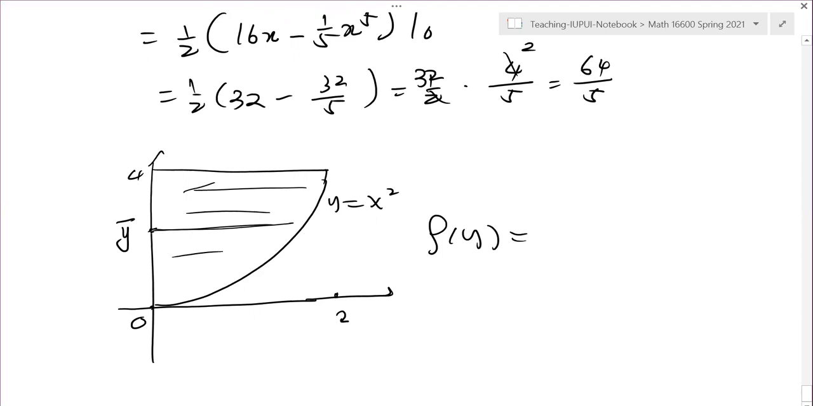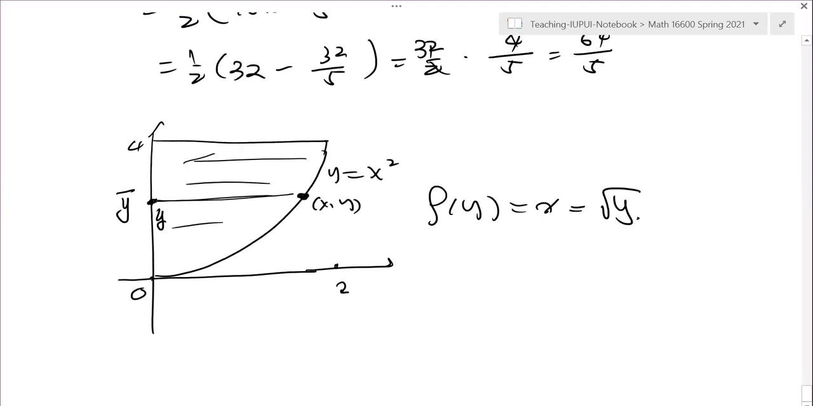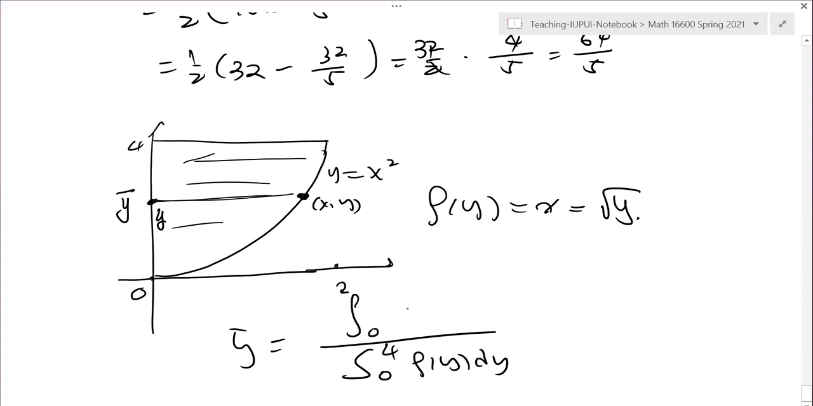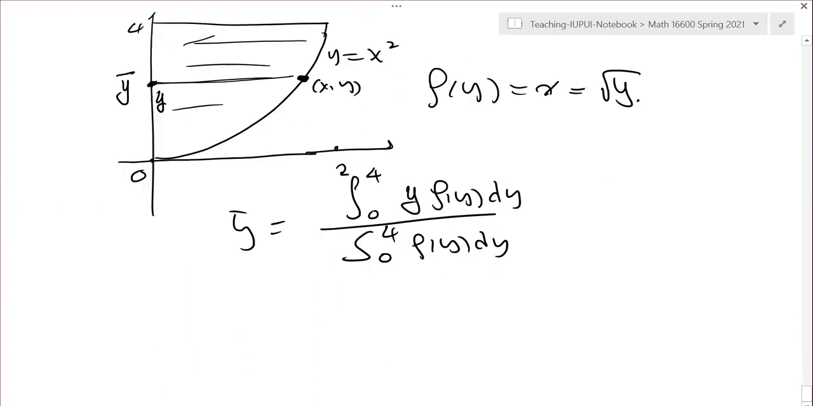It is, for fixed y, right? If the coordinates of this point are x and y, the density is just the length of this horizontal line, which is x. But I want to express it in terms of y, that's square root of y. No problem. Then y bar is just the integral from 0 to 4 of y rho over y dy, using exactly the same type of formula.